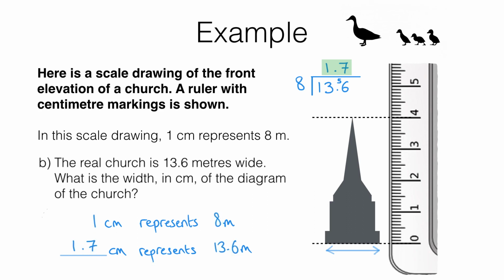Just take real care with the units, and also you can use a bit of common sense at this point. If 1 centimetre represents 8 metres, then 2 centimetres would represent 16 metres. Now 13.6 metres is a bit less than 16 metres, so it should be represented by a bit less than 2 centimetres. And that's what we've got here, something a bit less than 2 centimetres. So this answer looks sensible.